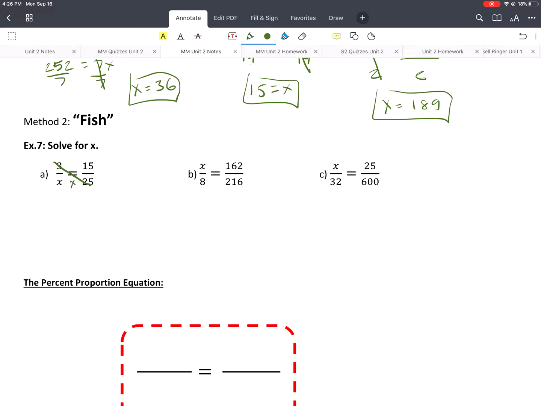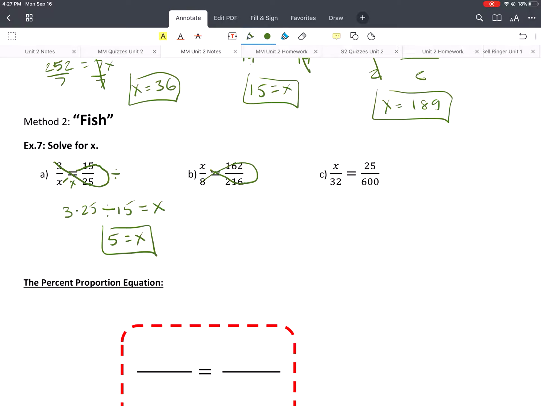So we multiply, and then we divide, and that will equal our x. So that would be 3 times 25, and then we'll divide it by 15, and that will equal x. So 3 times 25 divided by 15, you'll end up getting 5 equals x, or x equals 5. So we multiply, divide, equals.